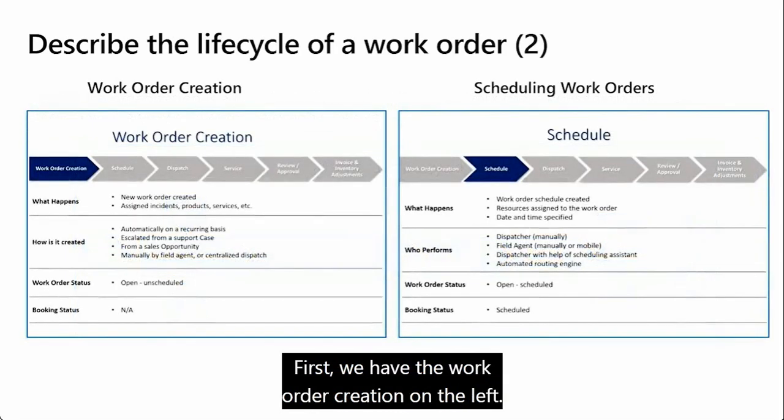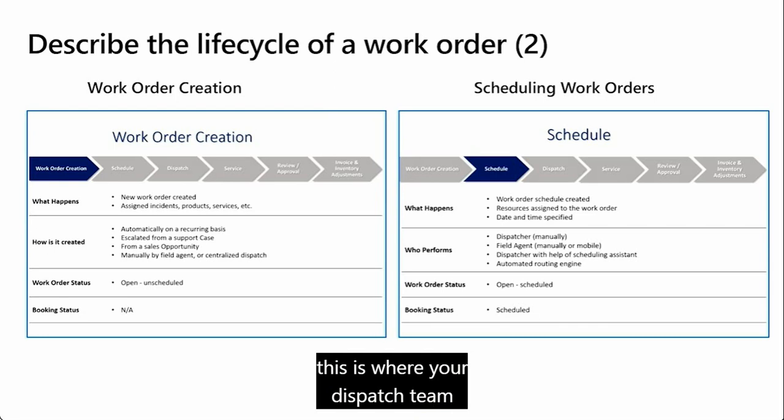First, we have the work order creation on the left. This usually comes from a case or an opportunity. The work order status will show as open, but as we move into the scheduling phase, this is where your dispatch team can assign technicians to the work order. The status will then be updated to scheduled.